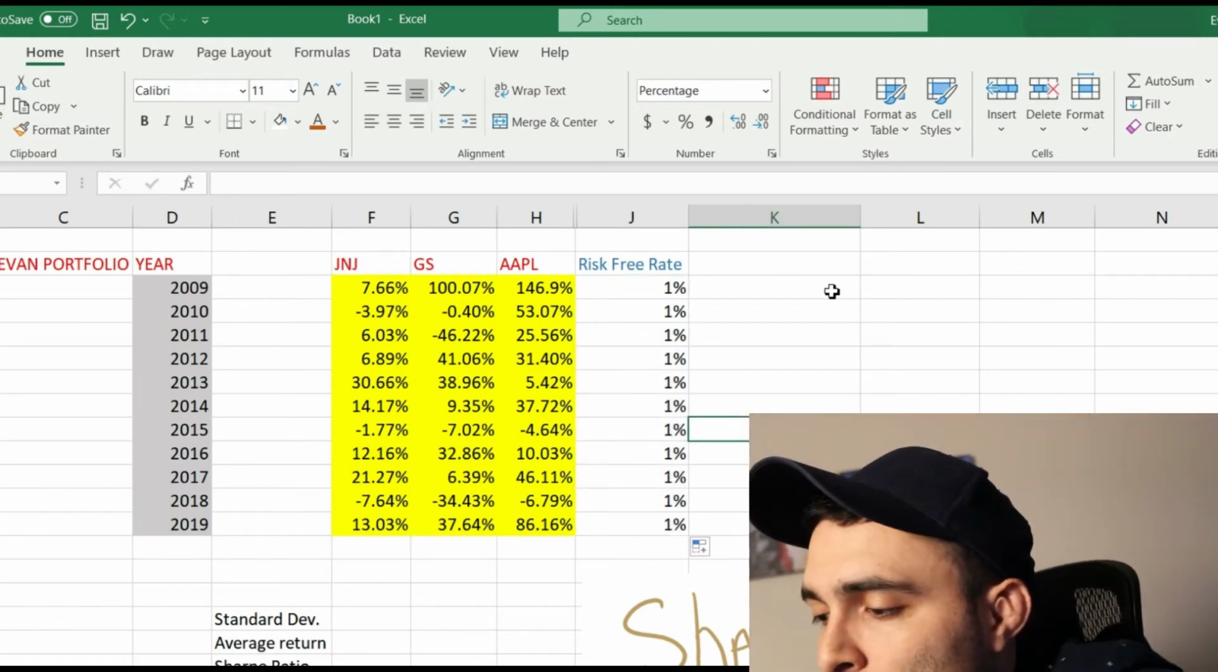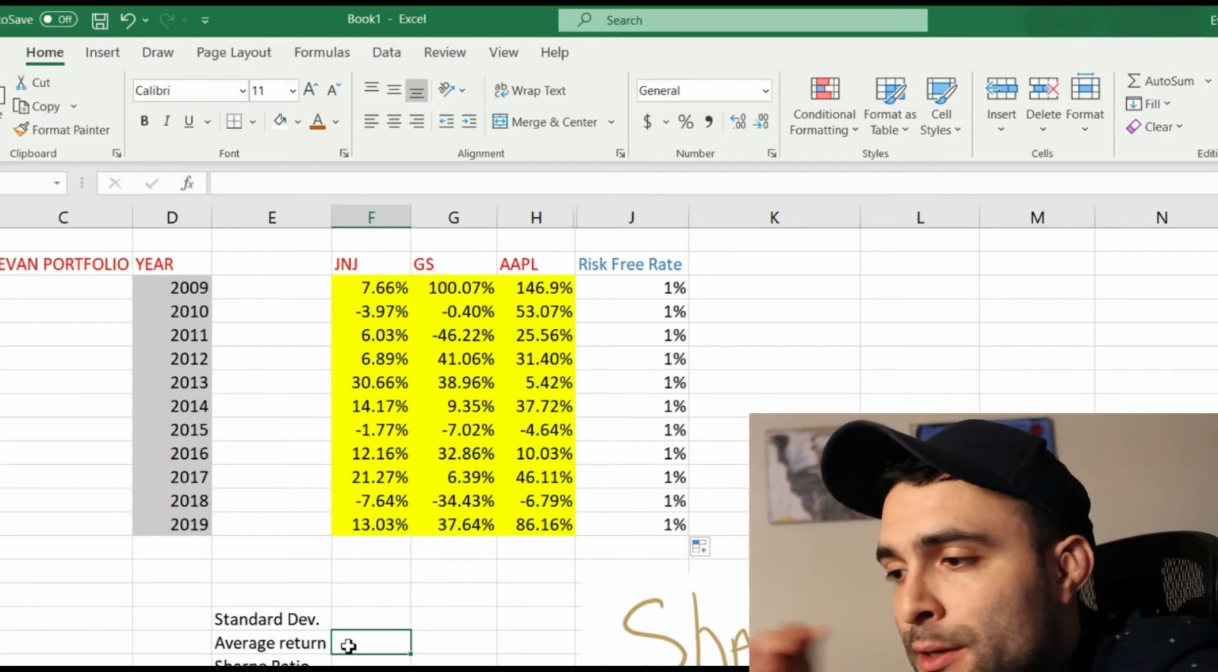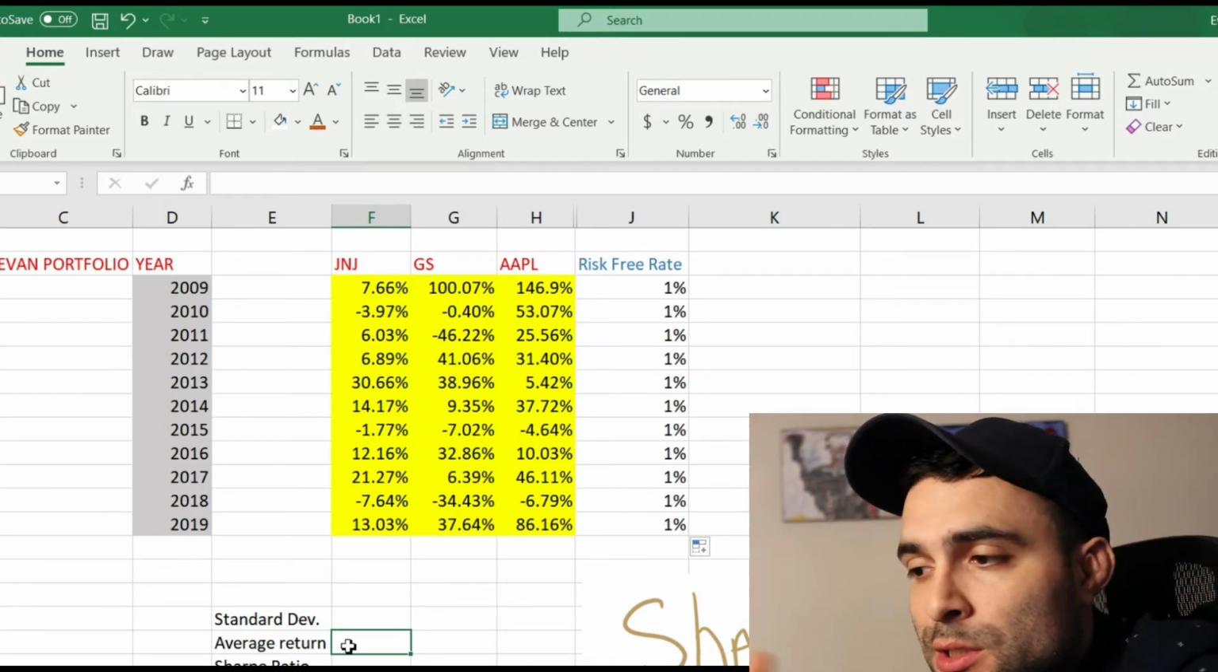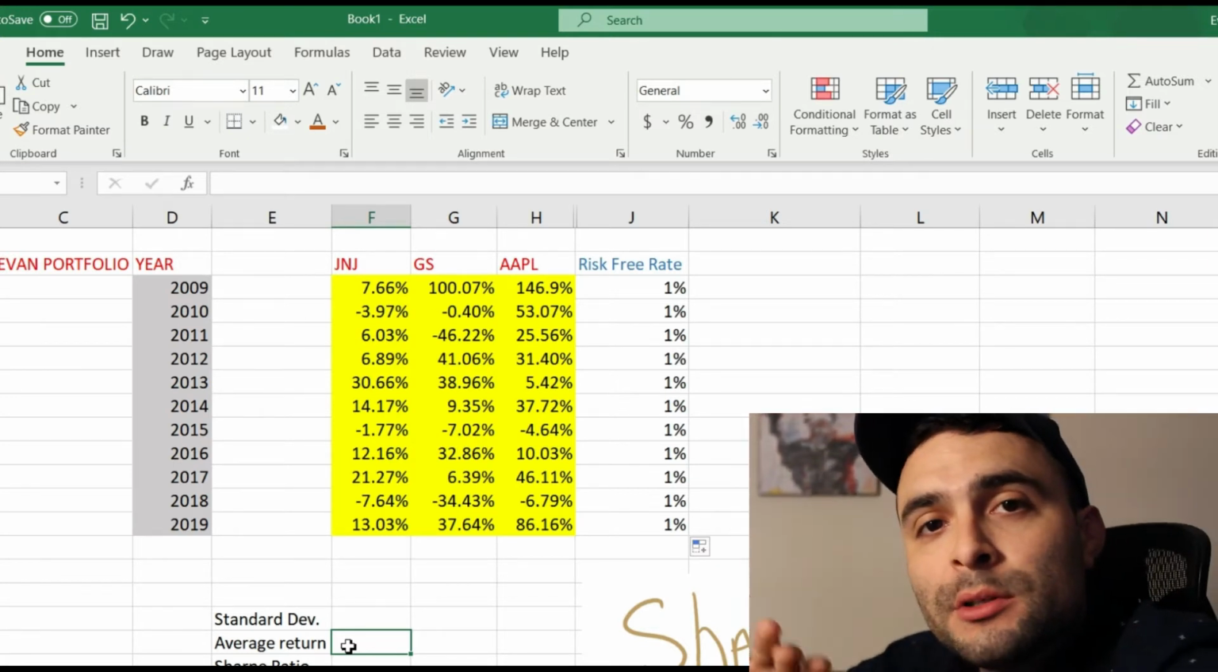We need to find the expected return and the standard deviation. There's a few ways you can find the expected return. We're going to simplify it right here. We're just going to find the average, and we're going to use that. But give yourself multiple scenarios, right?